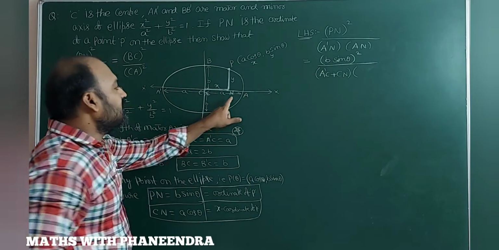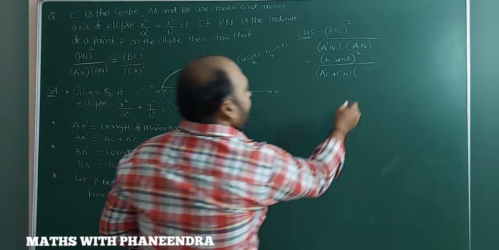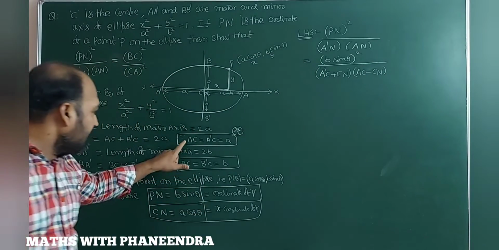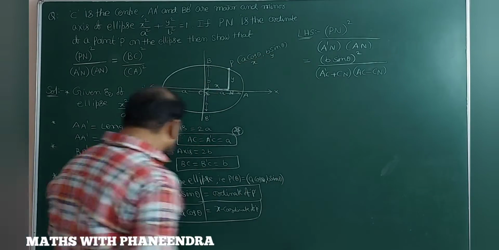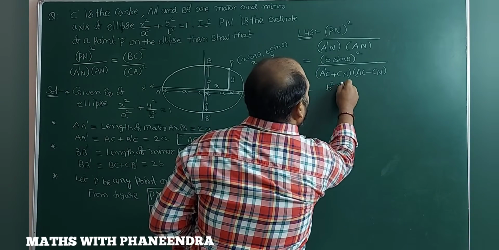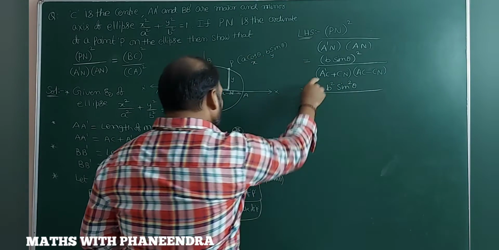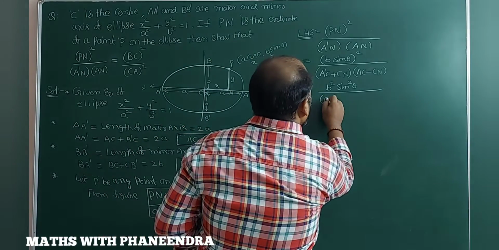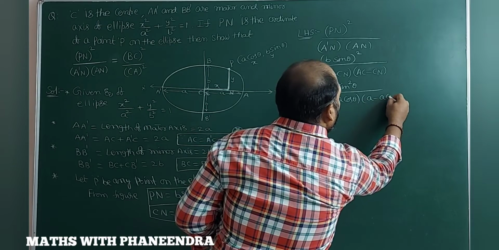Similarly, AN can be written as AC minus CN. A'C and AC both are equal to A only, no? And CN value is equal to A cos theta, which is equal to (B sin theta) whole square, which is B square sin square theta, by A'C and AC equal to A. So A plus A cos theta, A minus A cos theta.